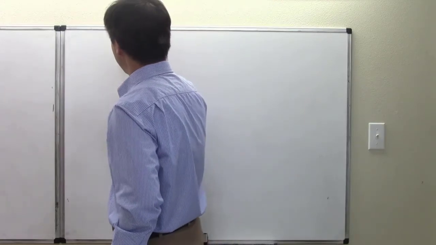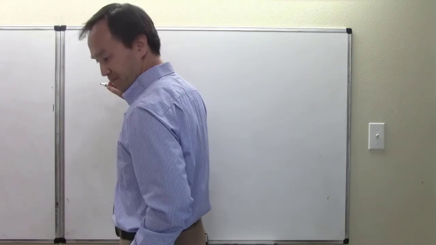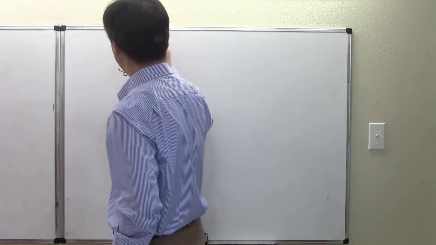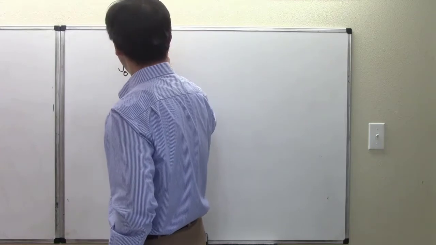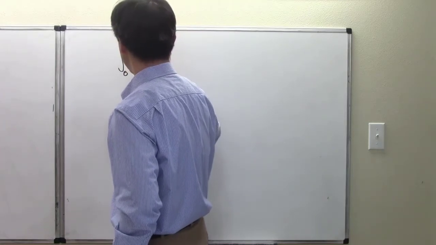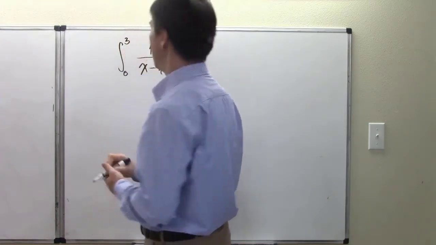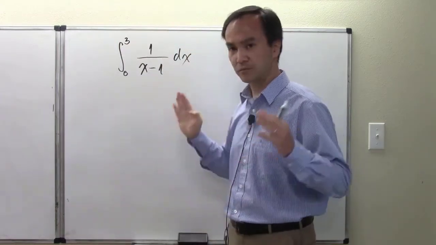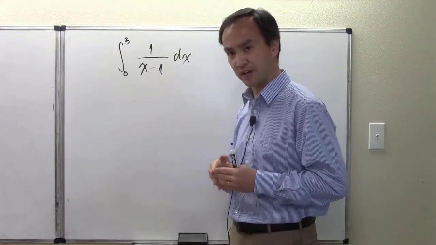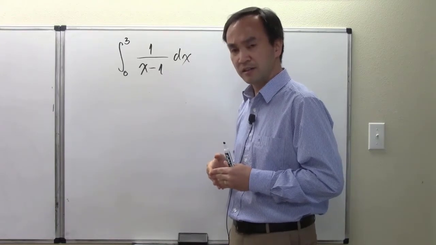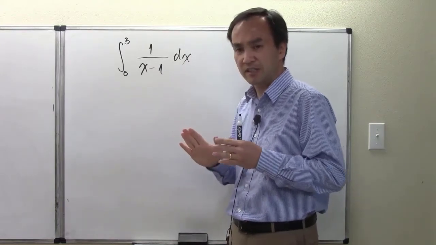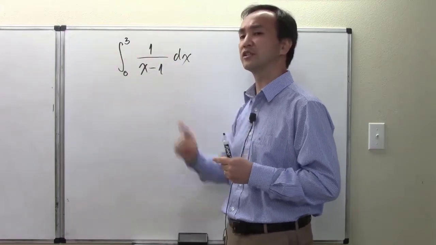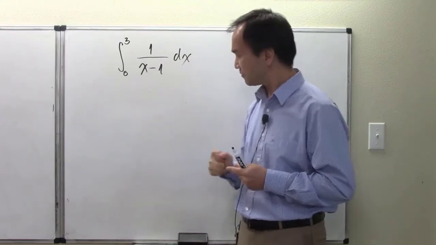All right, so how about we have an integral from 0 to 3 of the function 1 over x minus 1. All right, so this integral, by first look, at first sight, seems to not run into any of the situations like the two forms I've introduced earlier.